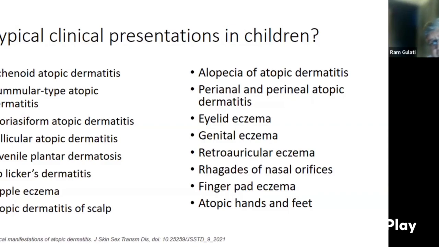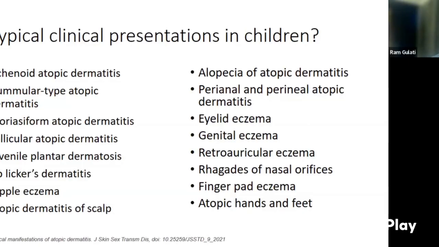Atopic dermatitis of the scalp is a rare variety. Usually scalp seborrheic dermatitis is a very important differential here. But looking at the other seborrheic sites, and making sure that it is not the greasier scales of seborrheic dermatitis, one can diagnose atopic dermatitis of the scalp, but it's a rare presentation.